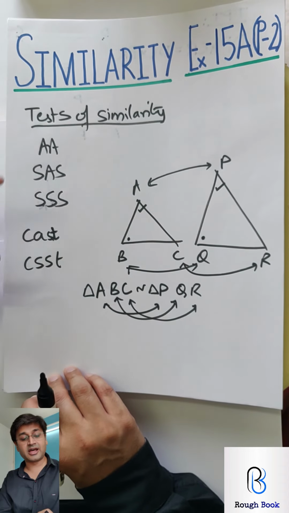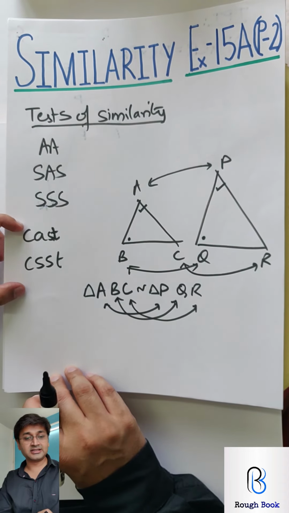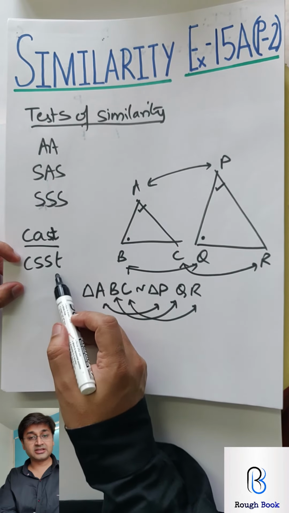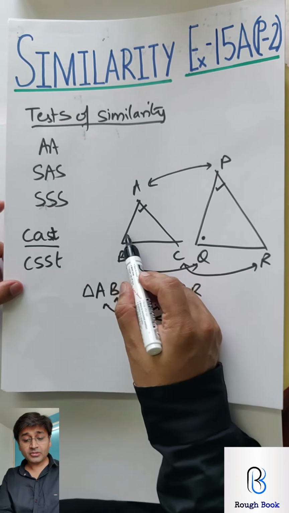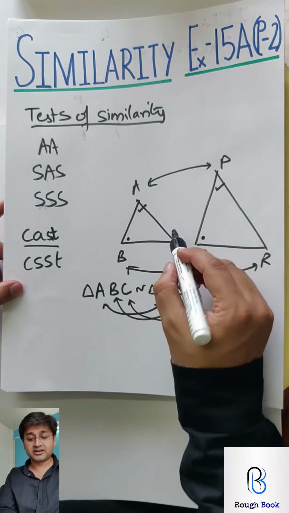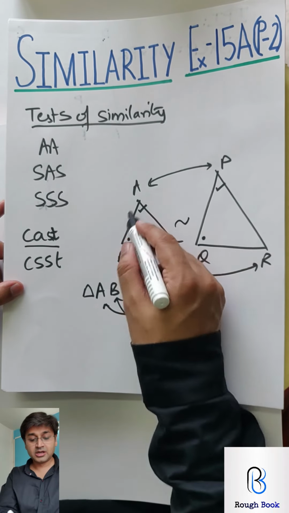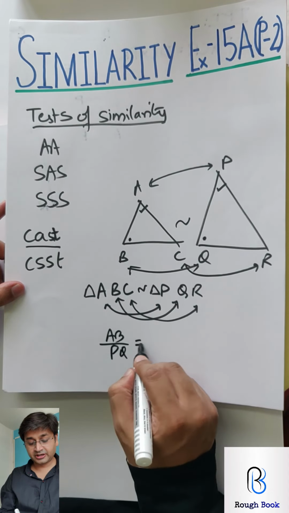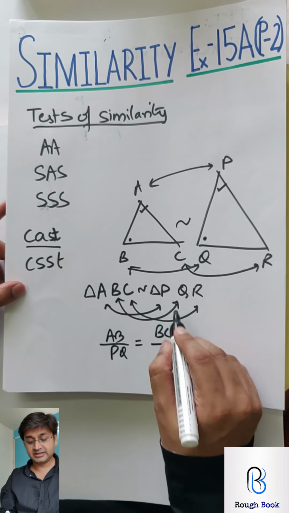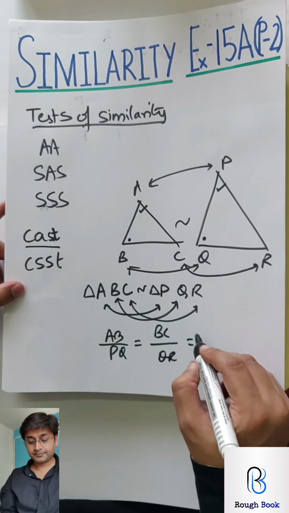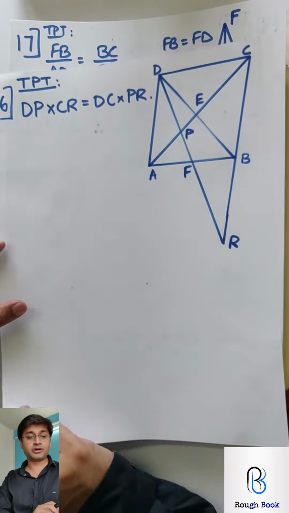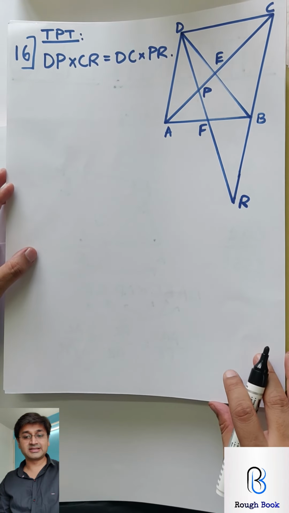So remember, tests of similarity, CAST and CSST. CAST is angles equal, CSST is where the sides are in proportion. So let's say if you prove these two triangles similar, then AB upon PQ, if you have written the correct one-to-one correspondence, BC upon QR, AC upon PR. Yeah, so let's work on this. I want everyone to try number 16.